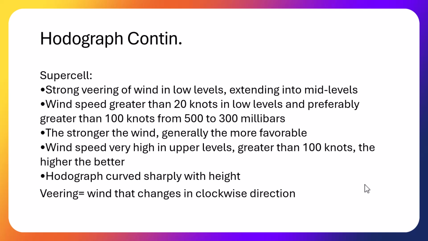So for a supercell, the hodograph shows strong veering of wind in the low levels, extending into the mid levels. Wind speed is usually greater than 20 knots in the low levels, and preferably greater than 100 knots from 500 to 300 millibars. The stronger the wind, generally the more favorable. Wind speeds are very high in the upper levels, greater than 100 knots. The higher the better. Essentially the higher the winds, the more turning you're going to have, and that's what you need for a supercell.